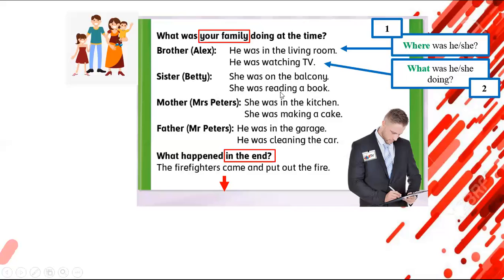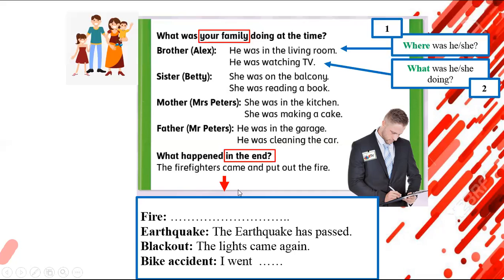Yes. Now I'm going to give you the same time, but then you read, okay? And this is important, please. The last question, this question. Pay attention, please. This is important. What happened in the end? In the fire incident, the firefighters came and put out the fire. This is about the fire incident. When there is an earthquake, the earthquake has passed. If there is a blackout, the lights came on again. If there is a bike accident, you need to complete what happened at the end. I went to the doctor, I went to the hospital, I went home. Okay, what happened at the end? Okay, remember, a sentence, please.